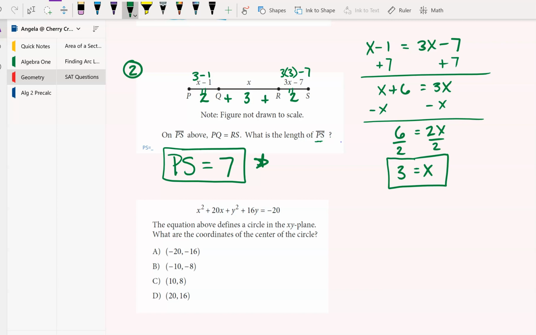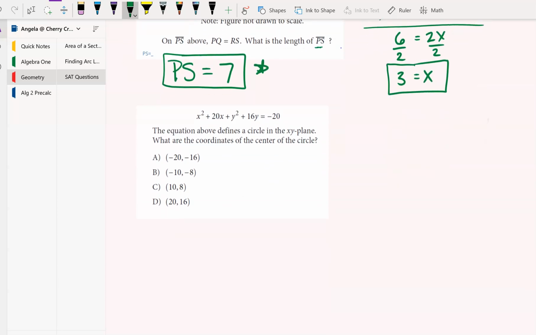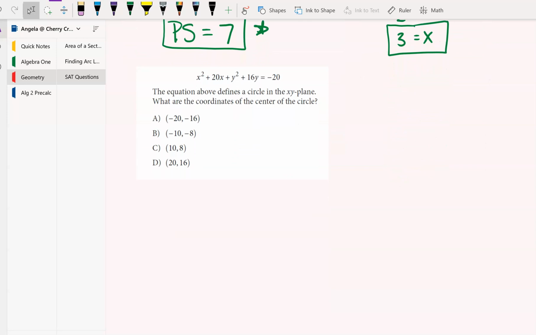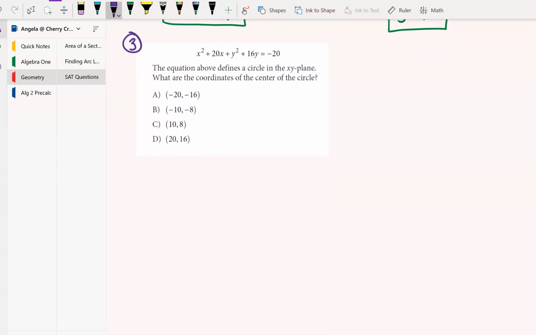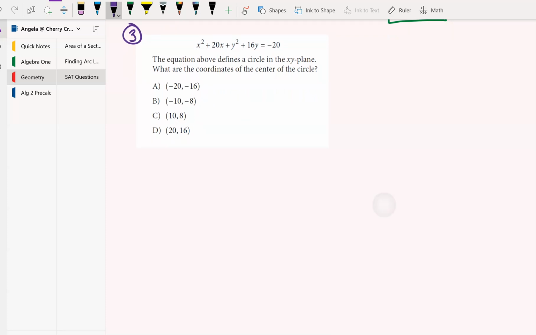Okay, we're doing great. Let's move on. This is the final question for our SAT video. Call it question number 3. And completing the square is always challenging.